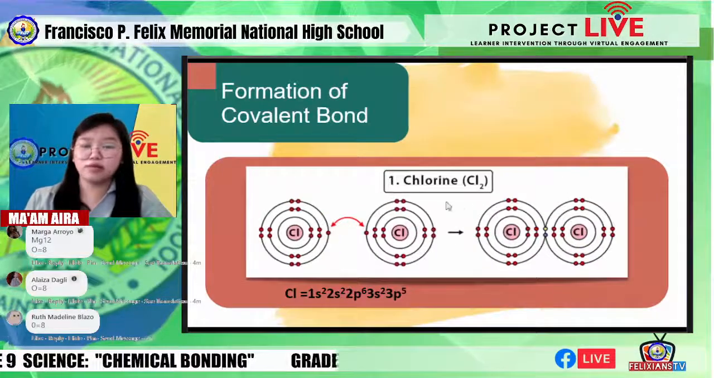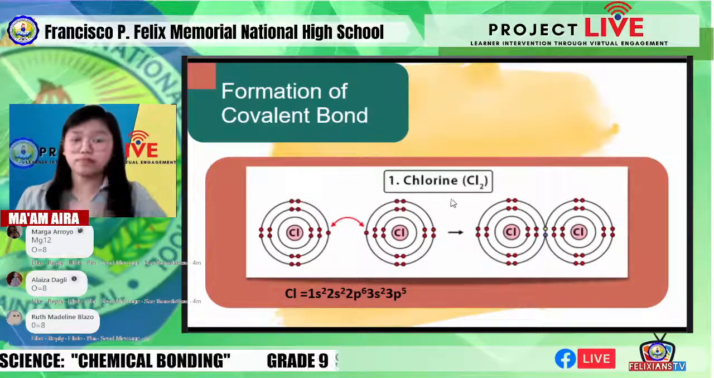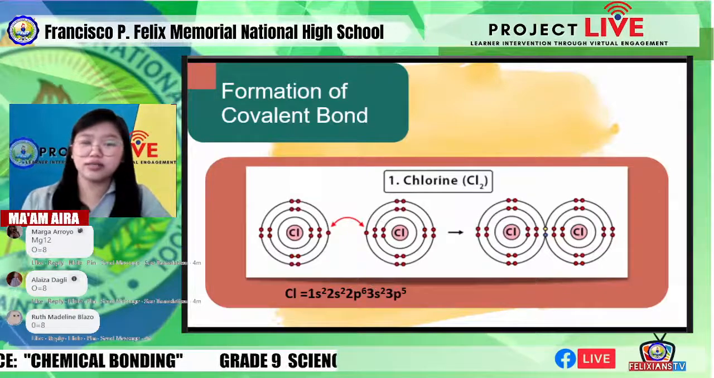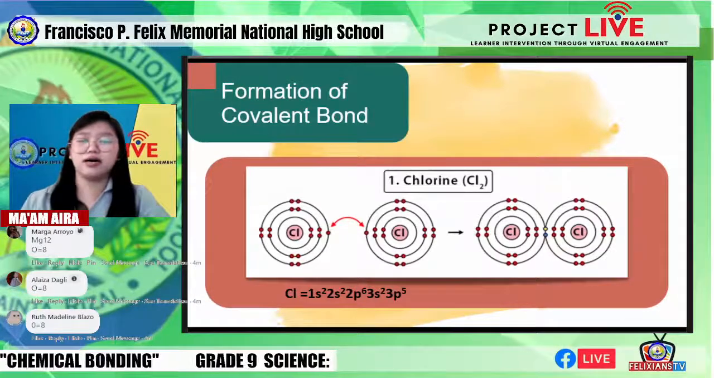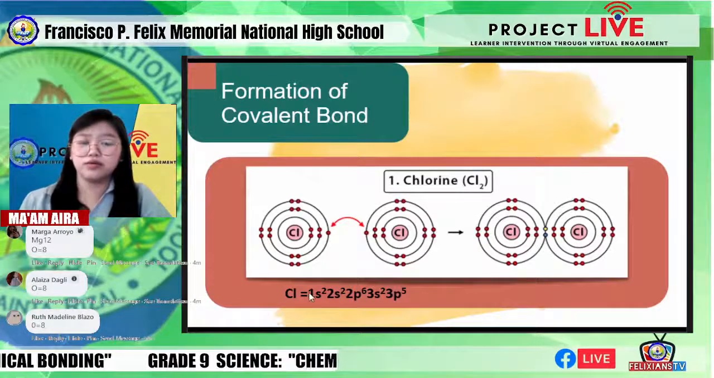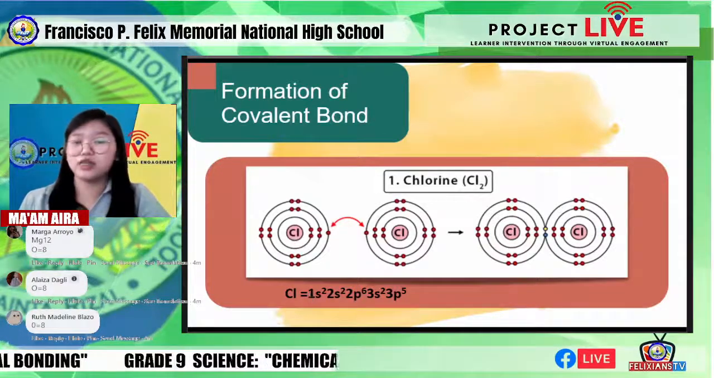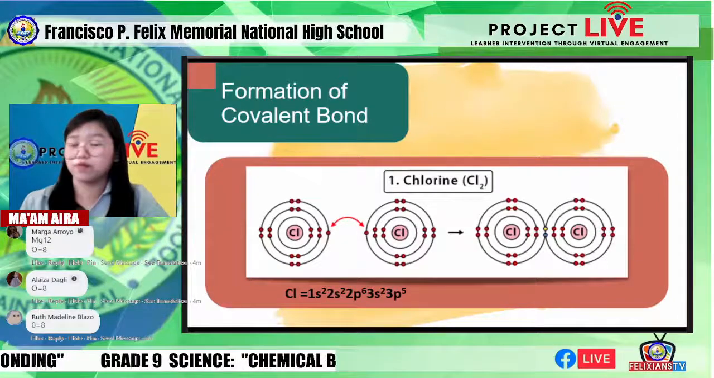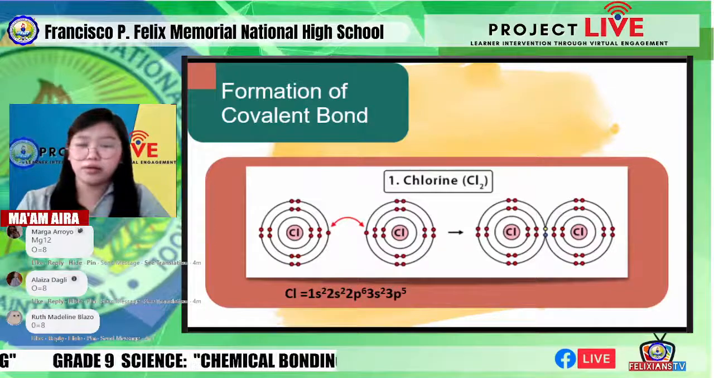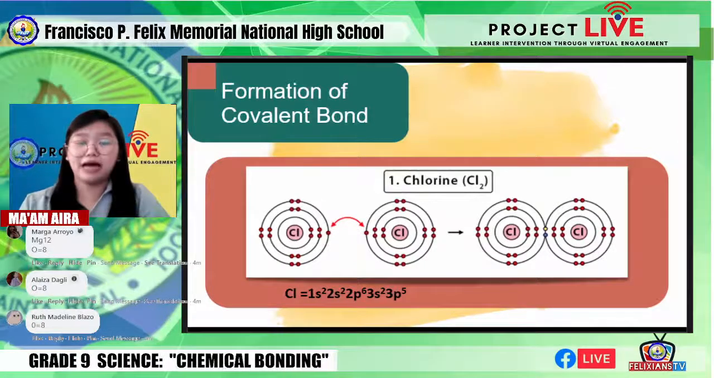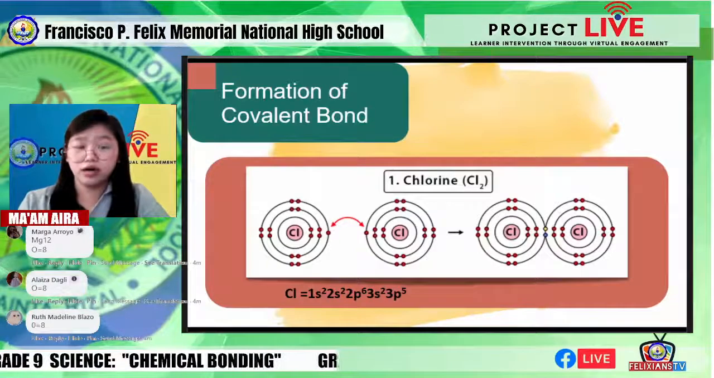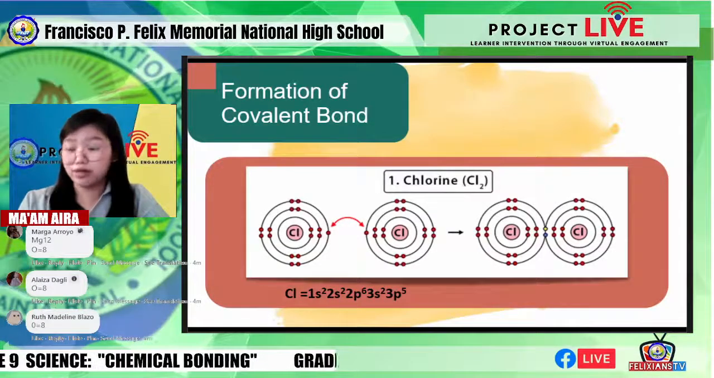Let's have this example. This is for the chlorine gas or Cl2. Chlorine, just like in our discussion a while ago, its atomic number is 17. So that's the first step. We need to identify its atomic number, of course, using our periodic table of elements. So the atomic number of chlorine is 17. Then after identifying the atomic number, we have to perform the electron configuration.